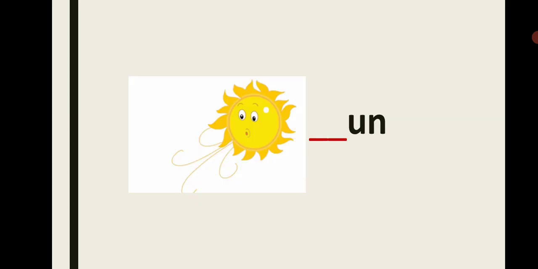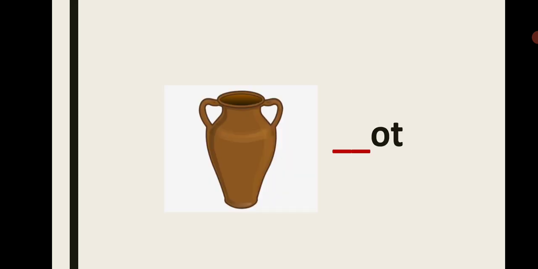Sun. Which sound comes at the beginning? Sun. S sound. So S-U-N, sun. Very good. Pot. Which letter comes? Guess the letter. P. Very good. Pot.